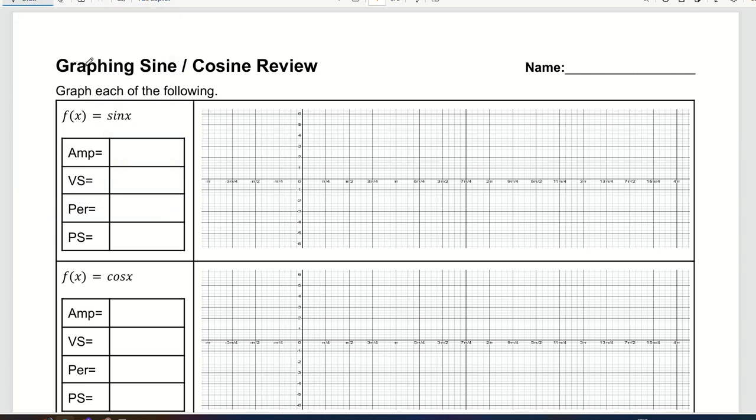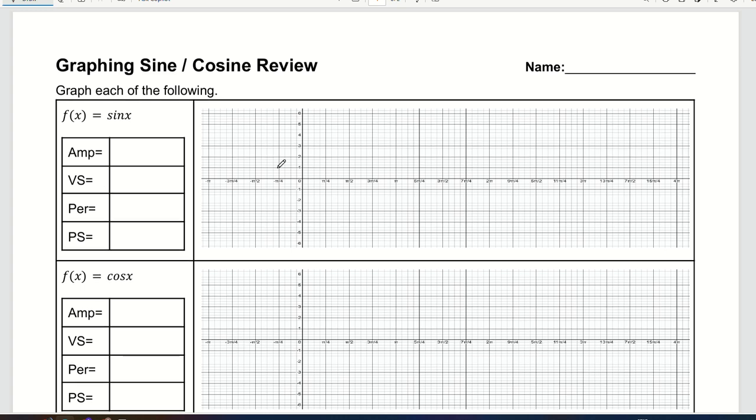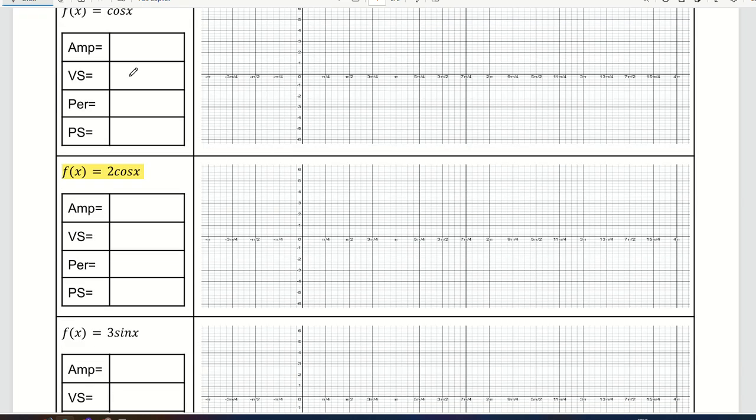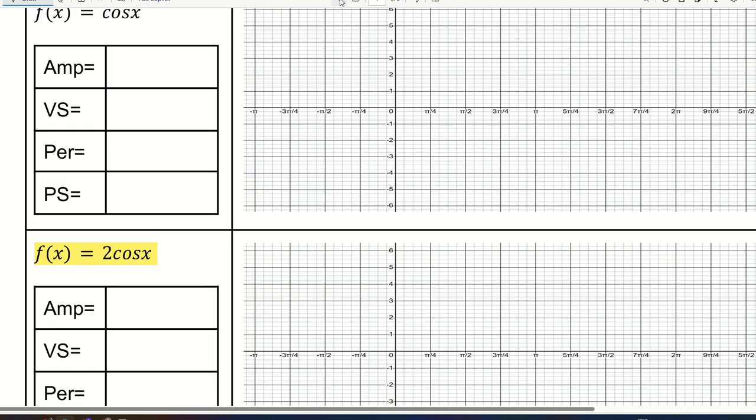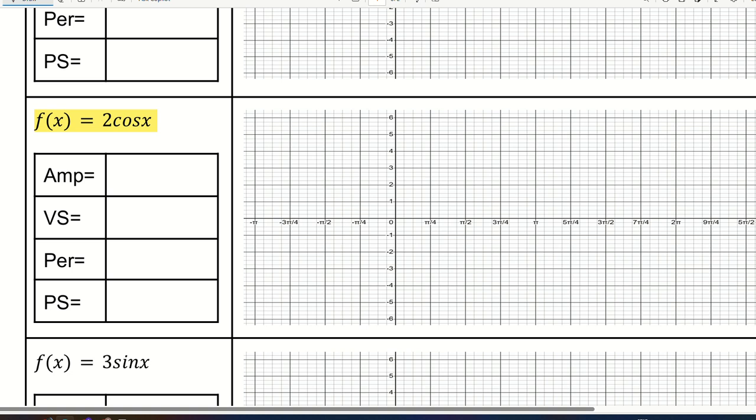Alright, so for this video, for the final exam review, I'm doing graphing sine and cosine, this sheet. I'm not going to do them all. I'm going to assume that you've already checked your notes on the basic 5 points that we need for sine, the 5 points that we need for cosine, and we'll go over how to find these 4 valuable pieces of information. So the first one that I would like to do is 2 cosine of x.